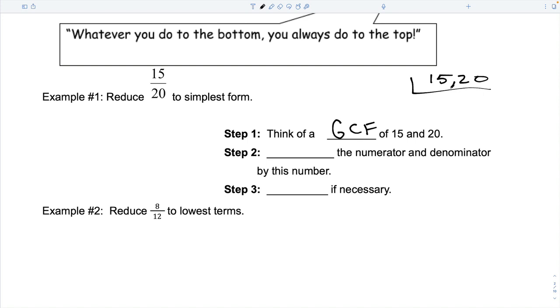Make a birthday cake. What is the GCF of 15 and 20? What can I divide first? What number could divide evenly? It's not 2, maybe 3. No, 20 doesn't work. What number could it be?